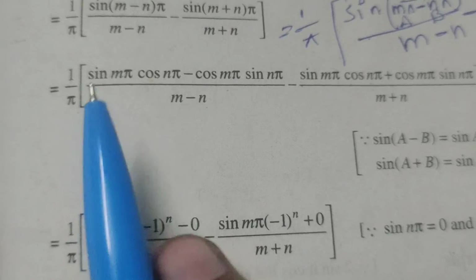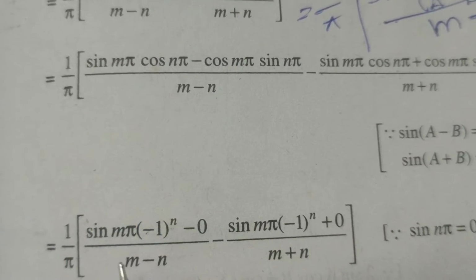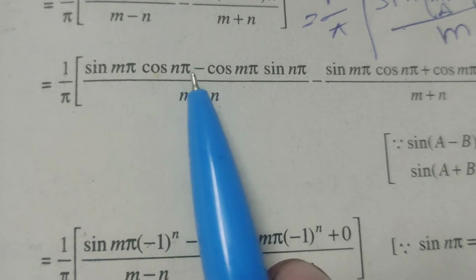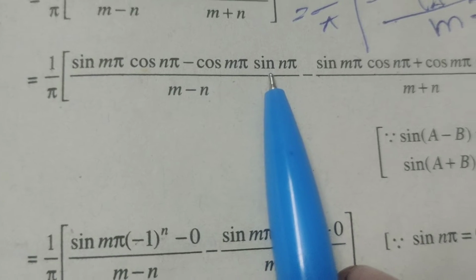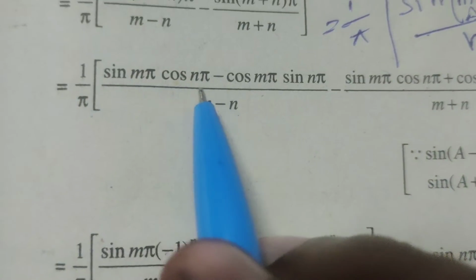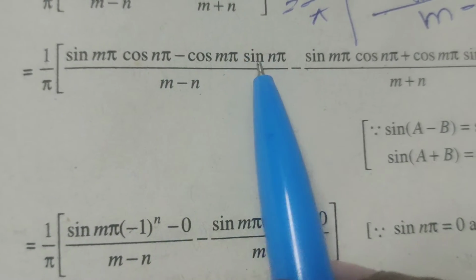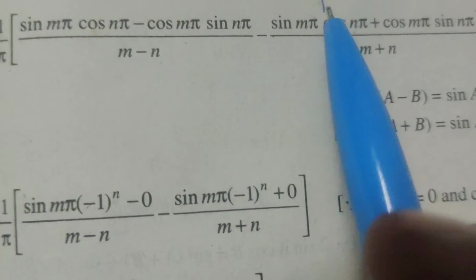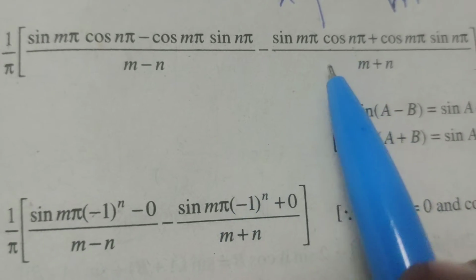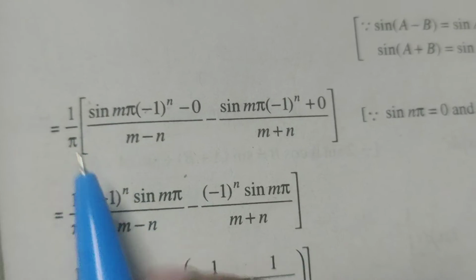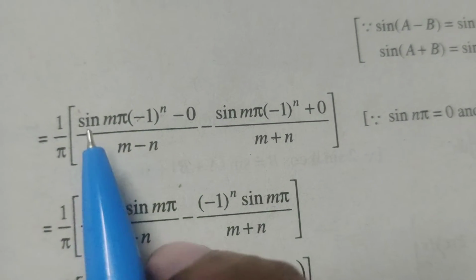Now 1 by pi into sine m pi into cos n pi, which is minus 1 whole power n. Next, minus cos m pi sine n pi; sine n pi means 0, so this value will be 0. Cos n pi means minus 1 whole power n. So sine m pi into cos n pi means minus 1 whole power n sine m pi, and the other term is 0. Therefore, by m minus n, minus sine m pi into minus 1 whole power n plus 0, since sine n pi means 0, by m plus n.